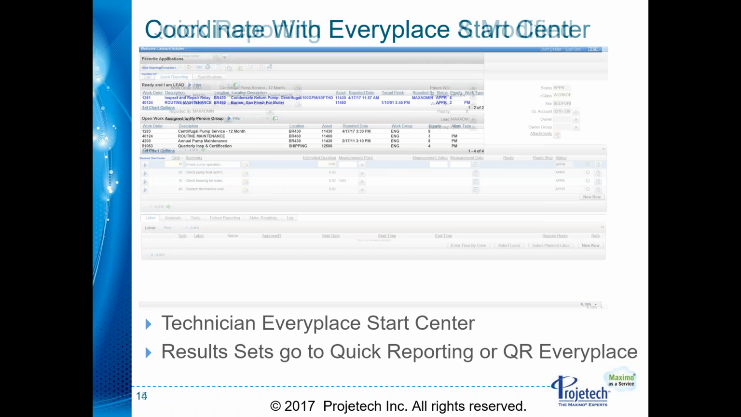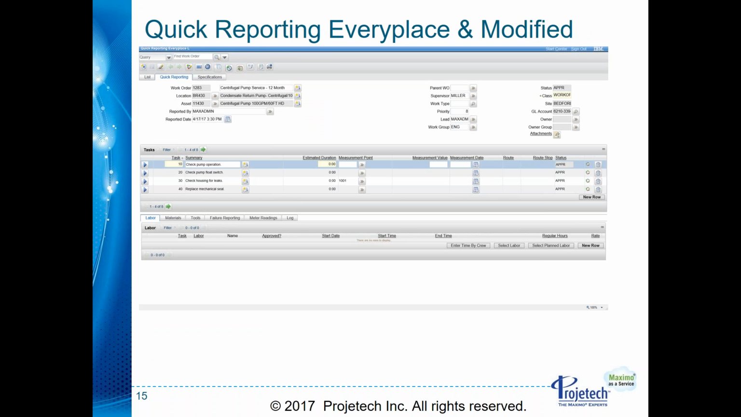So this is now the quick reporting application. It's the everyplace configuration of it, and there are a number of modifications on the screen here as well. Same modifications can be made in regular quick reporting. This again just makes it easier to see. So the things removed included configuration items, classifications, the multi-asset section. They're just gone. Work type is added, work group, owner group as well.